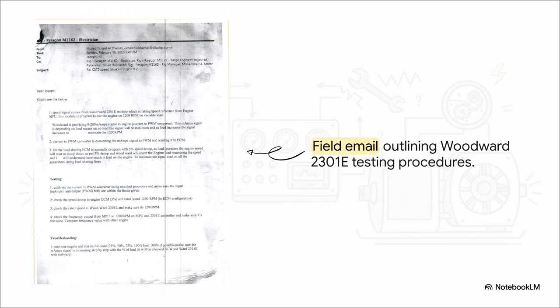You can see right there in his notes, the Woodward provides the 0 to 200 milliamp signal to a converter, which changes it to PWM for the ECM. This just proves that these concepts aren't just textbook fluff. They directly dictate how you troubleshoot in the real world.